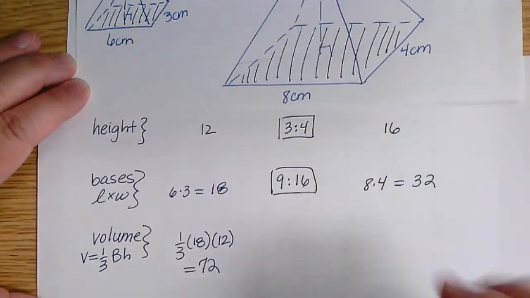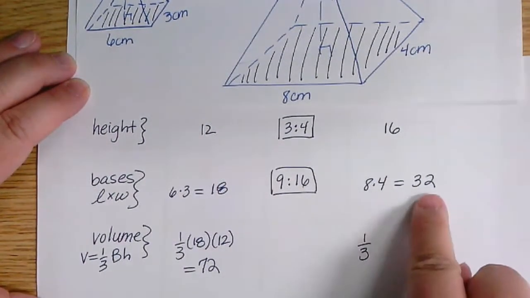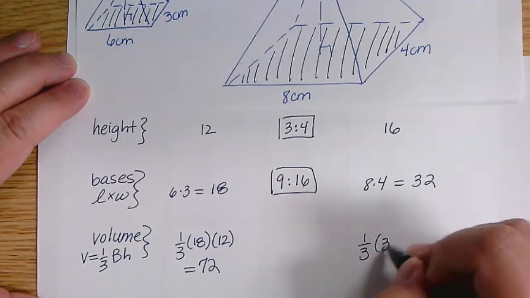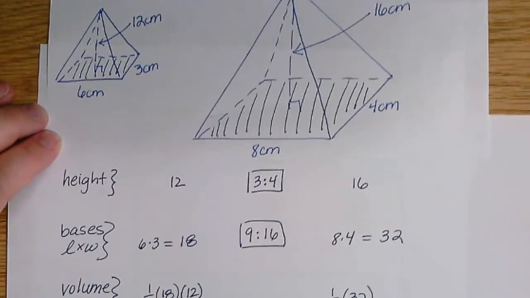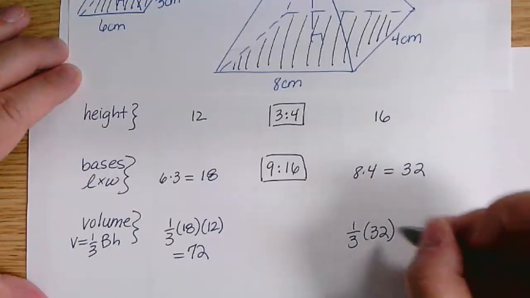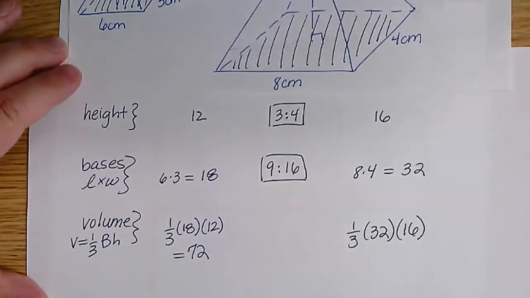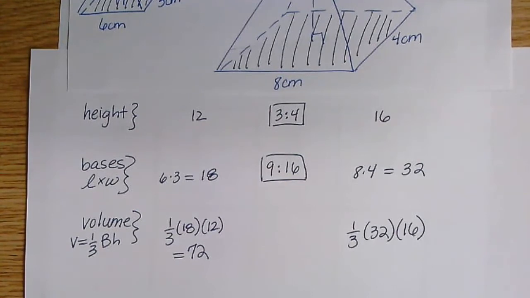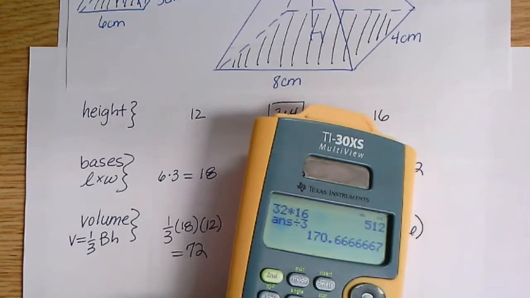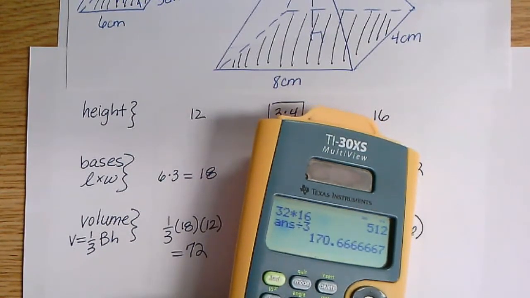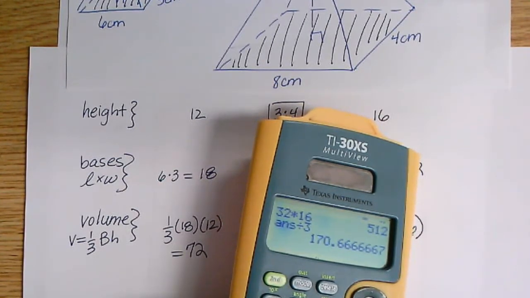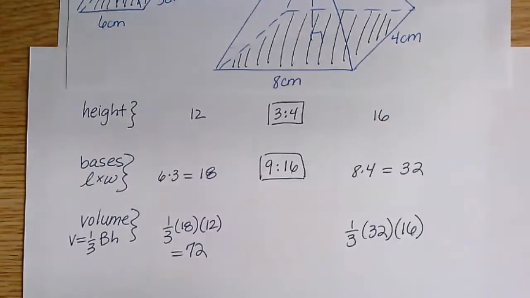And then over here, 1/3 area of the base, which we said was 32, times the height, which is 16. So that's not going to be as clean and nice. 32 times 16 divided by 3. Same thing. Multiplying by 1/3 is the same as dividing by 3. So I get, I don't know if I like this. Let me think about how I want to write this.